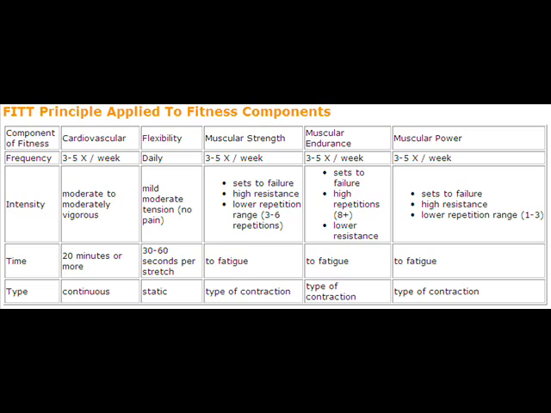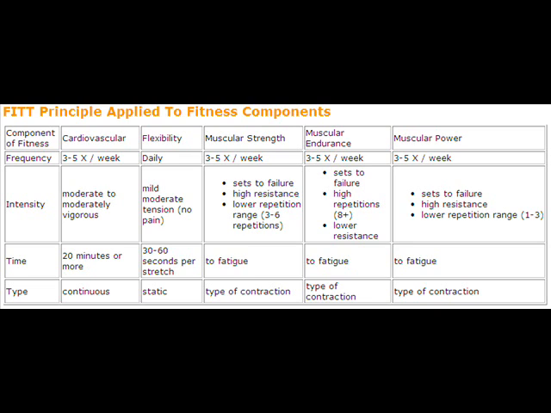When we look at muscular strength, once again, we're looking at something that's 3 to 5 times per week. We want our sets to go to failure using high resistance and lower repetitions with a range of 3 to 6 reps. The time of activity is based on the fatigue rate. The type of activity is a muscle contraction.